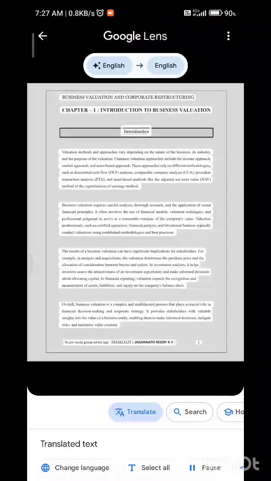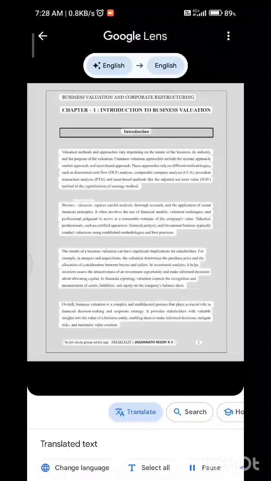Introduction. Valuation methods and approaches vary depending on the nature of the business, its industry, and the purpose of the valuation. Common valuation approaches include the income approach, market approach, and asset-based approach. These approaches rely on different methodologies, such as discounted cash flow, DCF, analysis, comparable company analysis, CCA, precedent transaction analysis, PTA, and asset-based methods like the adjusted net asset value, NAV, method or the capitalization of earnings method.